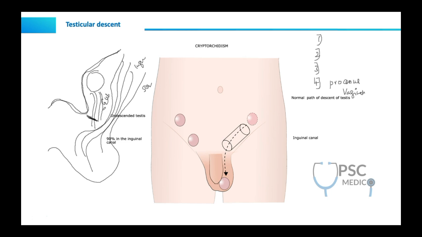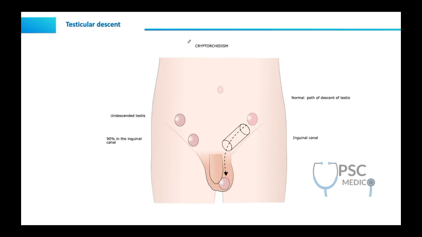After the descent of the testis is completed, the processus vaginalis loses all connection with the peritoneal cavity, and this becomes the tunica vaginalis, the covering of the testis. The persistence of the processus vaginalis might lead to the development of inguinal hernias. Now you know the process of descent.